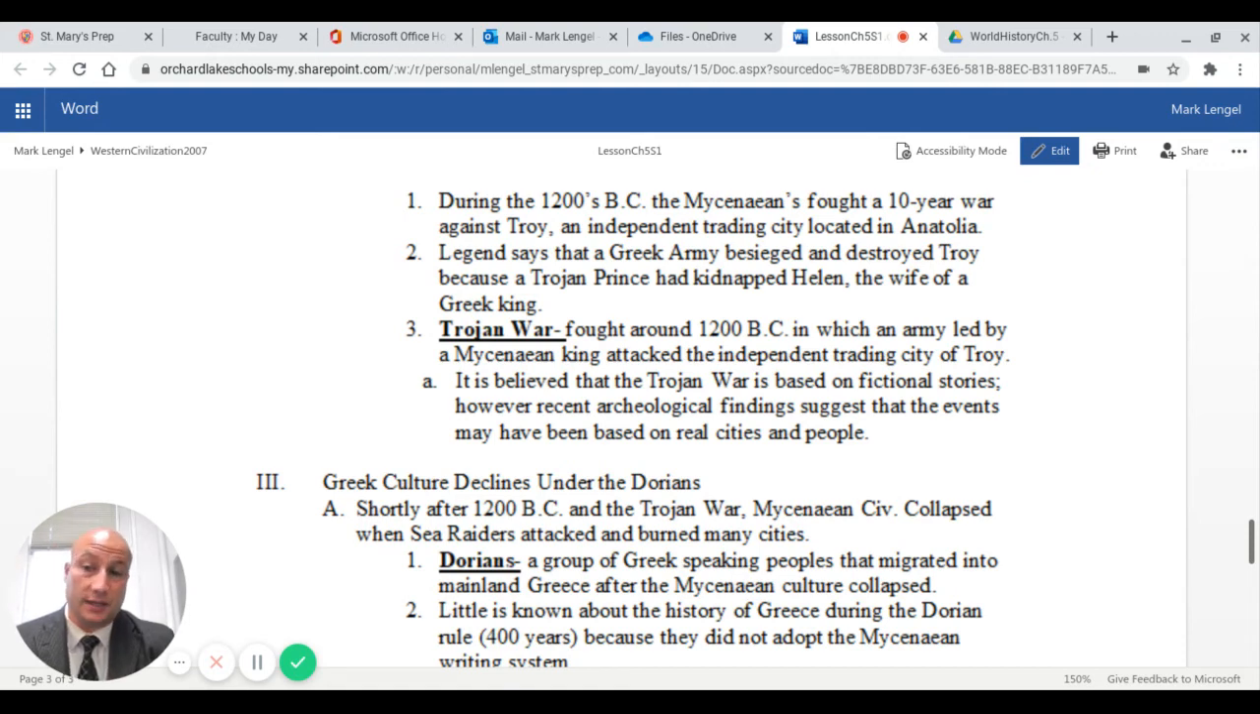It would have been the Mycenaeans versus the Trojans, who are from the city-state of Troy, which would at that time be located in Anatolia, modern-day Turkey. This is a legend. It's a myth. It states that a Greek army besieged and destroyed the city of Troy because a Trojan prince named Paris had kidnapped Helen, who was the wife of a famous Greek Mycenaean king named Agamemnon.